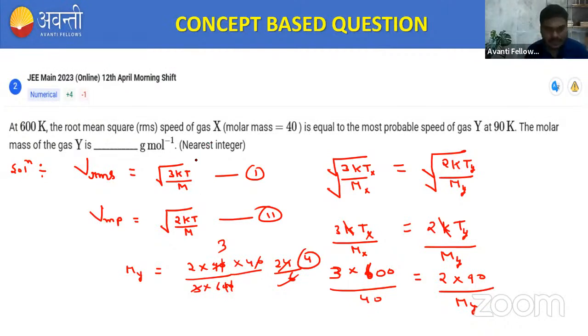Now, in gram per mole, we have to calculate ना. So 4 gram per mole. So answer is 4 gram per mole. So ये हो गया correct answer. So I hope this is clear to you.